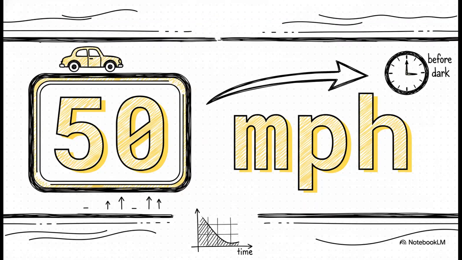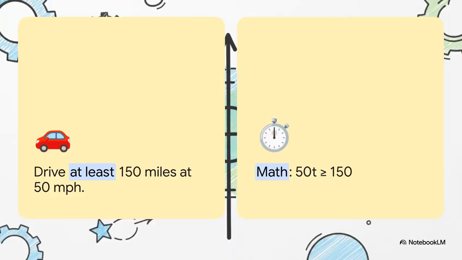Okay, how about a classic road trip scenario? Picture this. You're on the highway and your dad looks over and says, "Listen, we need to average 50 miles per hour if we're going to make it to Grandma's house before dark. And you know Grandma will lock the doors if we're late." So, the crucial point is figuring out the time it's going to take.